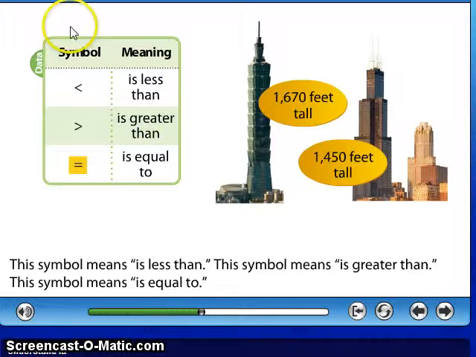Now would be a good time to copy this chart into your journal. Remember, your title today is Comparing Numbers. So if you will, go ahead and copy that chart into your journal. You can pause the video now so that you're able to copy your chart.